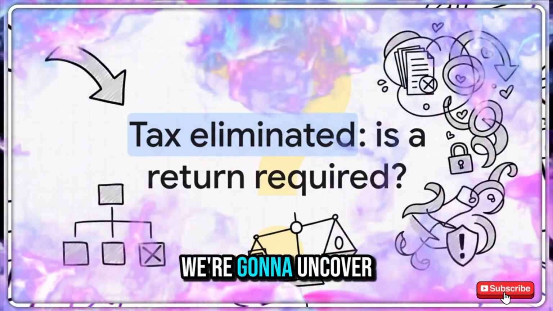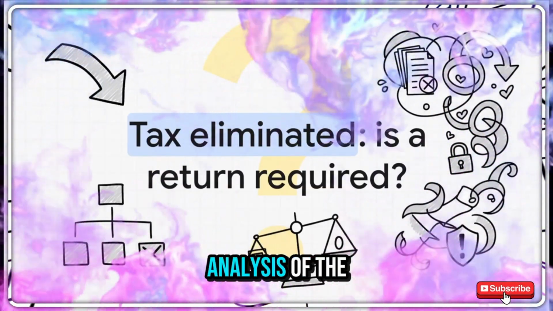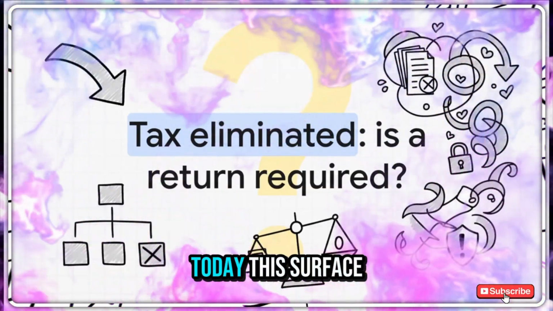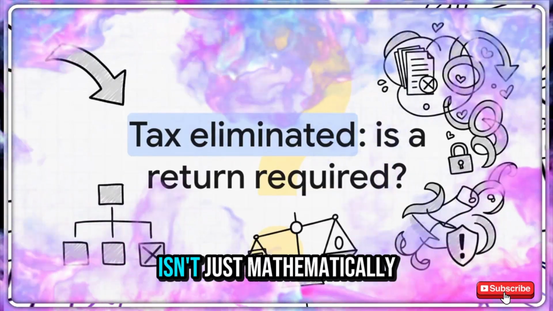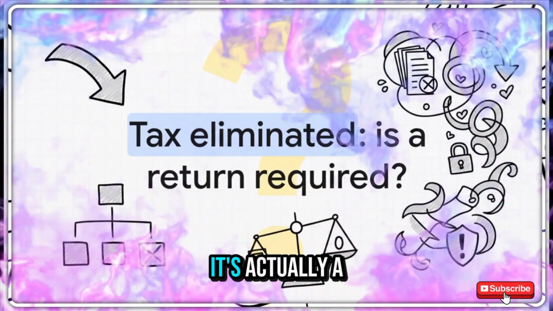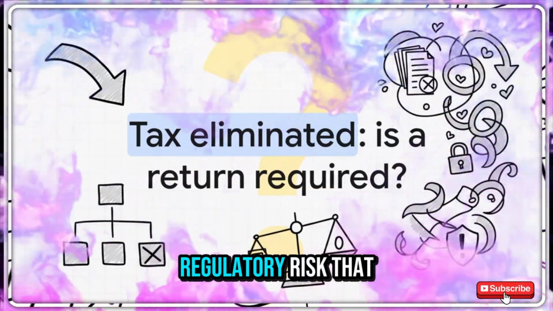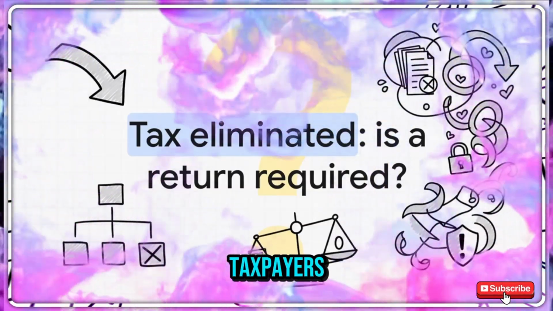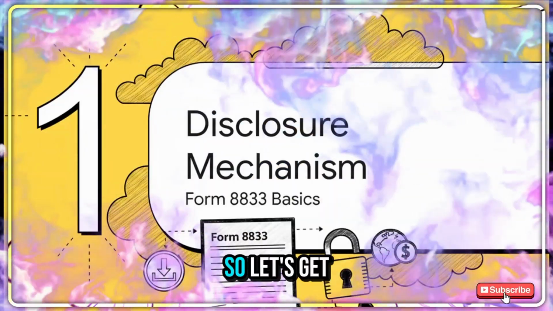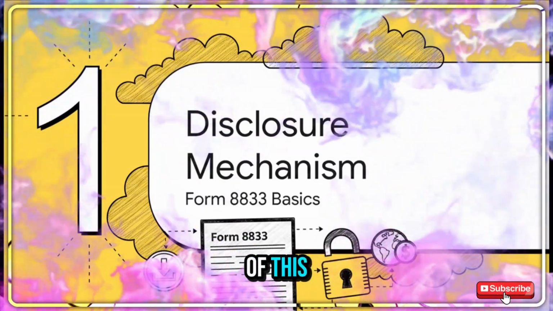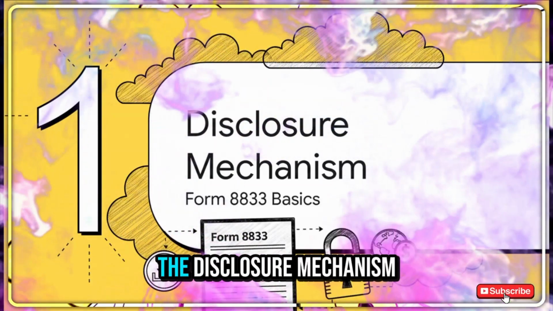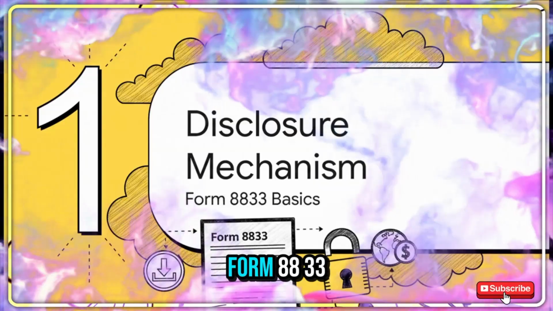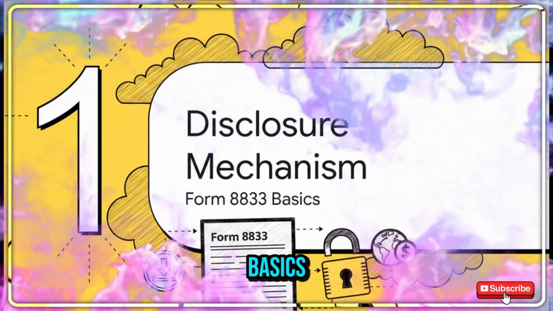But as we're going to uncover through our rigorous analysis of the source material today, this surface-level logic isn't just mathematically flawed, it's actually a profound regulatory risk that traps thousands of taxpayers every single year. So let's get into the mechanics of this. We'll start with Section 1, the disclosure mechanism, Form 8833 Basics.